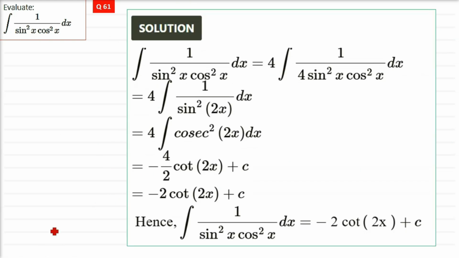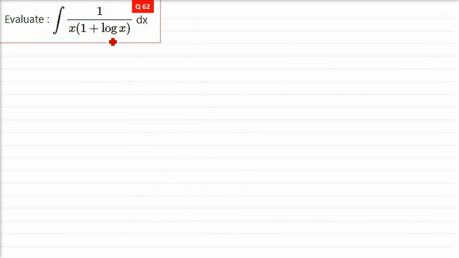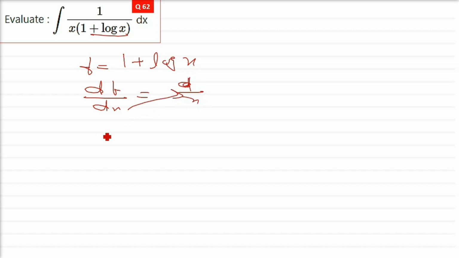So this is how you're going to write it with all the formulas, etc. Now this question is quite evidently solved previously. 1 plus log x will give you 1 by x. You already know that. So just take t equals to 1 plus log x. Differentiate it, dt by dx will give you 1 by x, that is, this dx can be brought to the right. So dt gives you dx by x.